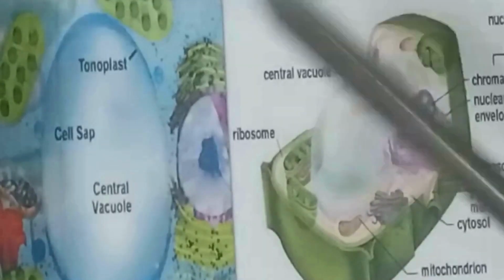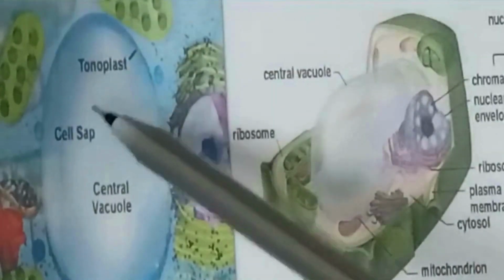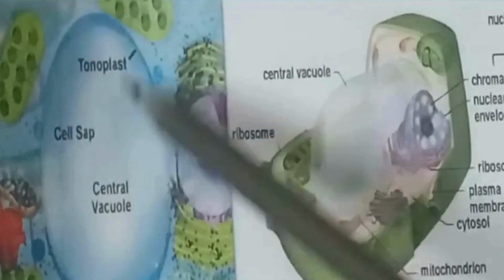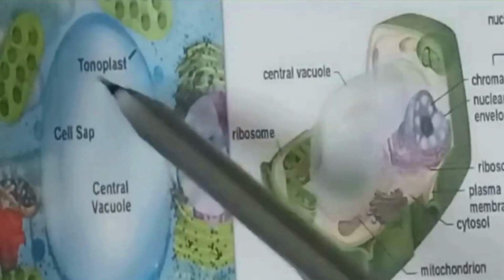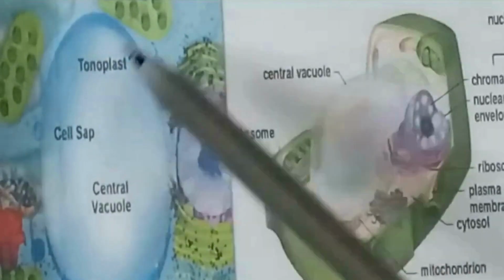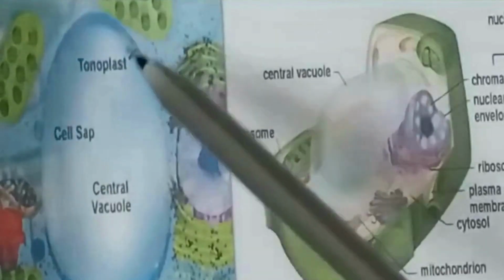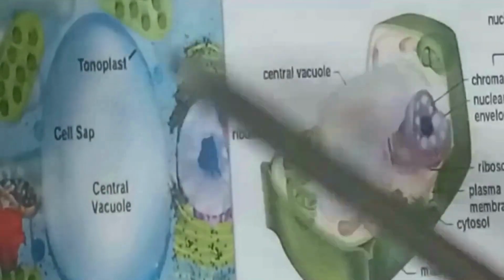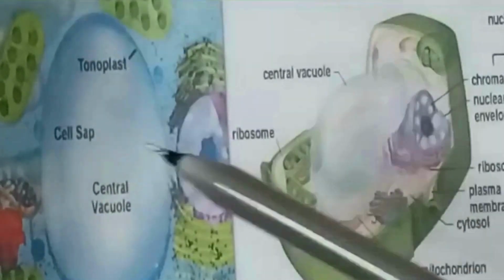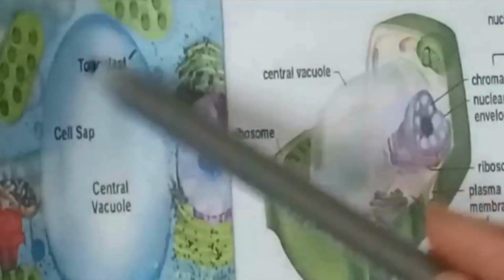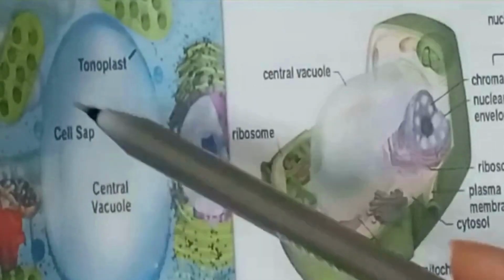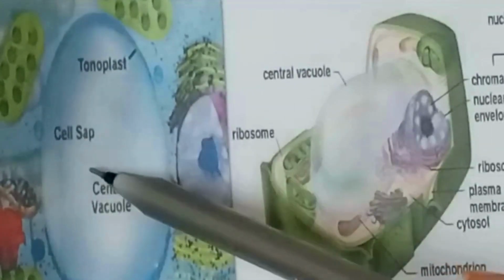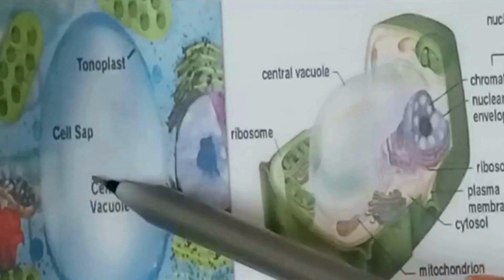Let's discuss the vacuole. It is present in both plant and animal cells, but in the plant cell it occupies a large volume, up to 90% of the volume of the cell. Let's discuss the structure of the vacuole. It is a single membrane bound organelle in the cytoplasm. It contains water, sap, excretory products, and waste materials.